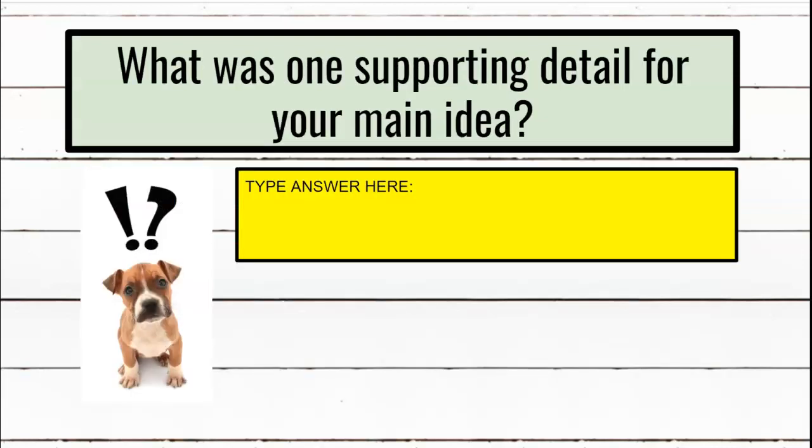Now that you've written the main idea of the video clip, you need to write down 1 supporting detail. This is one of the details that would support the main idea that you came up with. Again, if you need to go back and rewatch the clip to look for details, go ahead and then come back to this slide and type your answer here.